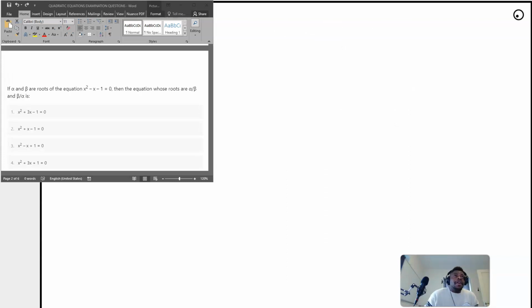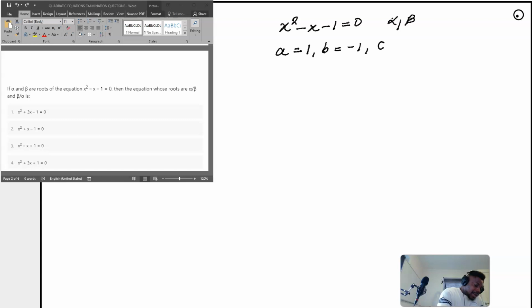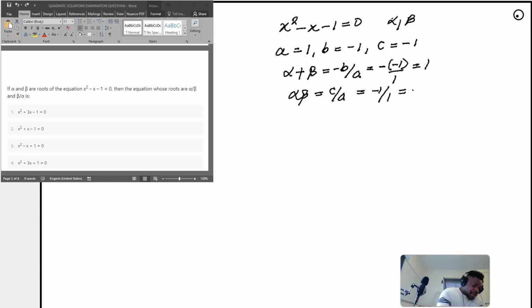Now in this question, if alpha and beta are the roots of the equation x squared minus x minus 1 is equal to 0, so alpha and beta are the roots, then the equation whose roots are alpha over beta and beta over alpha is... Okay, the first thing here is that we get our a is 1, b is minus 1, and our c is minus 1. Here, alpha plus beta is minus b over a, that is minus 1 over 1, that is 1. Alpha beta is c over a, which is minus 1 over 1, that is minus 1.